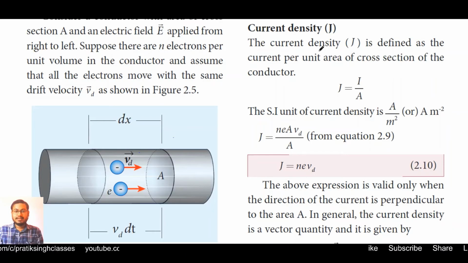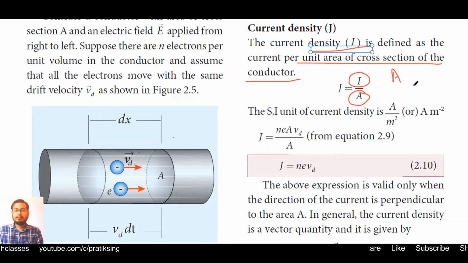Okay, so current density J is defined as current per unit area of cross section of the conductor. That means total current divided by cross section area of the conductor, that is J = I/A. We know very well that the SI unit of current is ampere and the SI unit of area is meter square. So the SI unit of current density will be ampere per meter square.